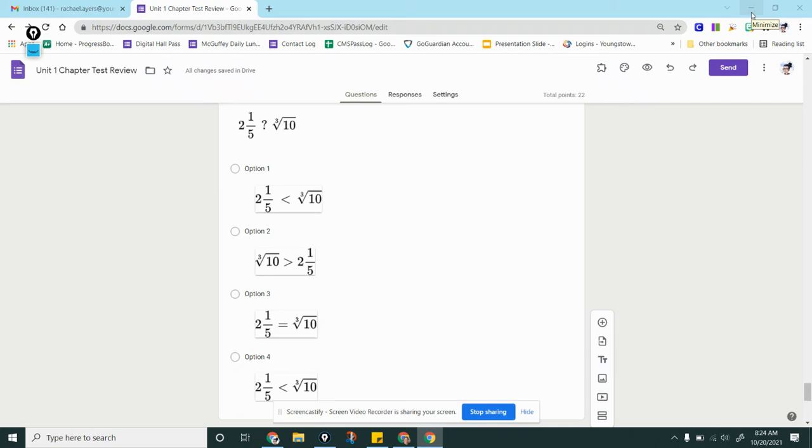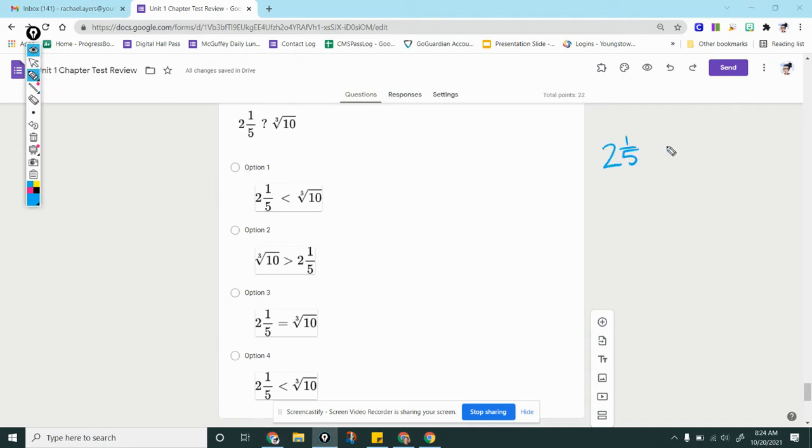Okay, so when we're ordering rational numbers, it is helpful to think of what each number is in decimal form. So the first thing that I want to do is look at 2 and 1/5 in decimal form. I'm going to write 2 and 1/5 and convert it into decimal form. So we know it's 2, and then I have to take 1/5 and divide it out to figure out what that is in decimal form.